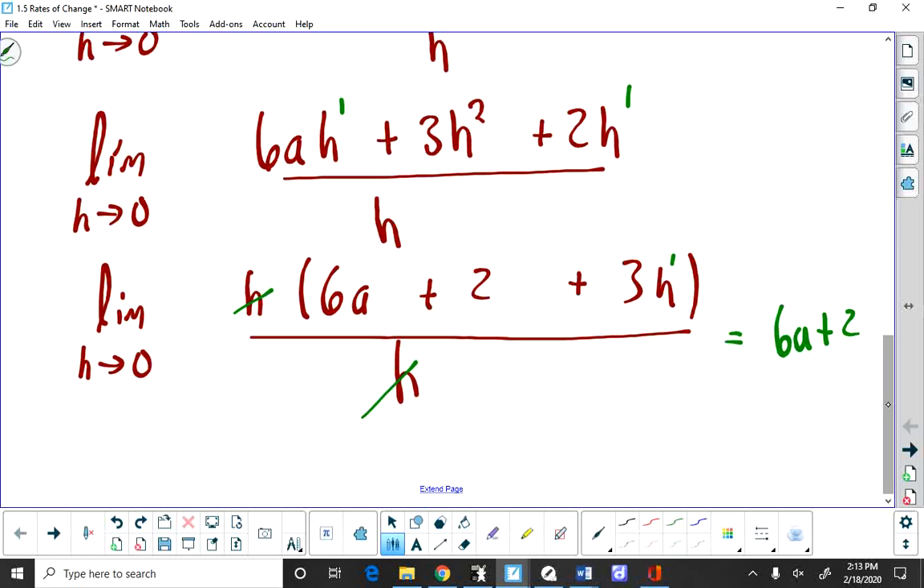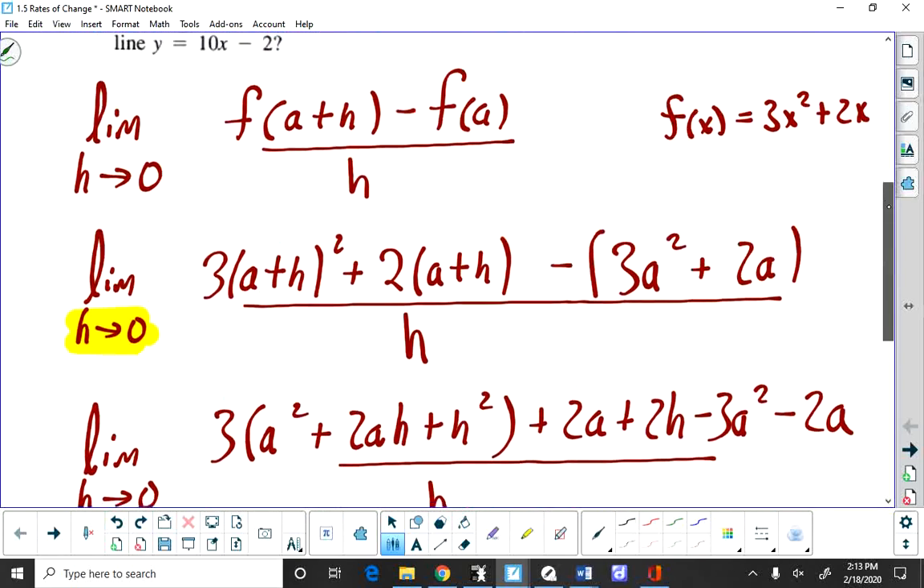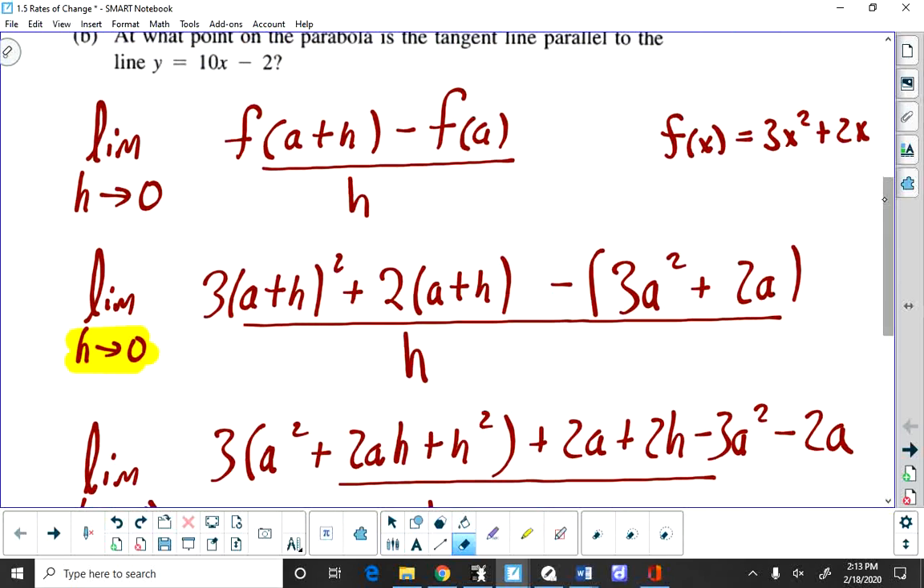Okay, so what's going to happen tomorrow is when you come in, we're going to take this formula and we're going to say, well, come on. Who's kidding who?